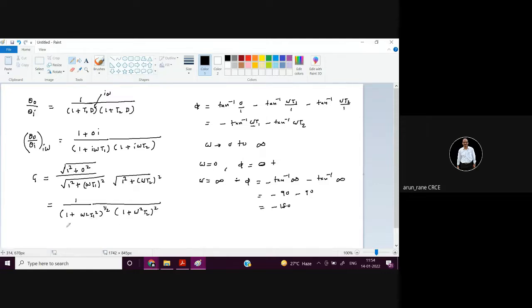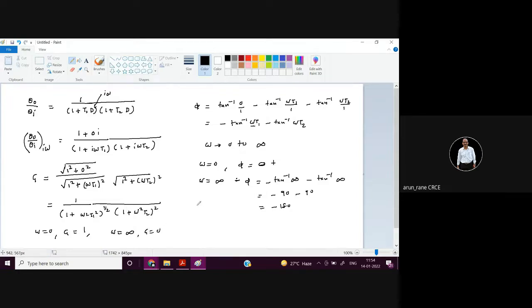Suppose I substitute omega is equal to 0, so what is the value of g? 0 here, 0 here, so this is 1. So g is equal to 1. And if I substitute omega is equal to infinity, then g is equal to 0.